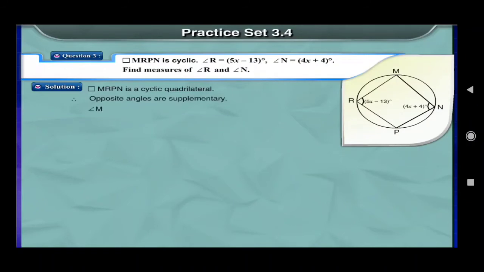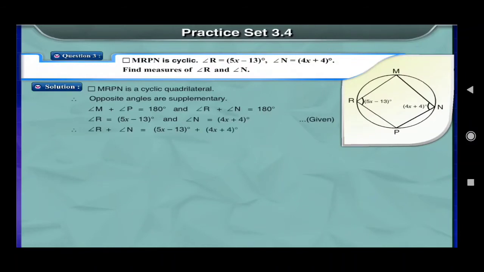That is, angle M plus angle P is equal to 180 degrees, and angle R plus angle N is equal to 180 degrees. Angle R is given to be 5x minus 13 degrees, and angle N is given to be 4x plus 4 degrees. Therefore, angle R plus angle N is equal to 5x minus 13 degrees plus 4x plus 4 degrees. Therefore, 5x minus 13 degrees plus 4x plus 4 degrees is equal to 180 degrees. Therefore, 9x minus 9 degrees is equal to 180 degrees, which means 9x is equal to 180 plus 9, that is equal to 189 degrees. Therefore, x is equal to 21 degrees.